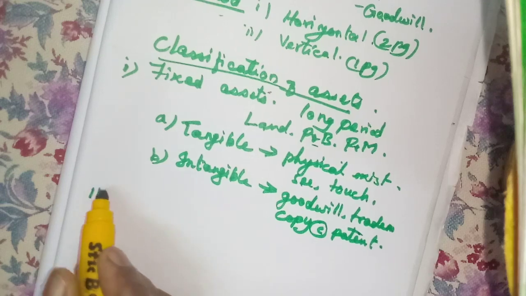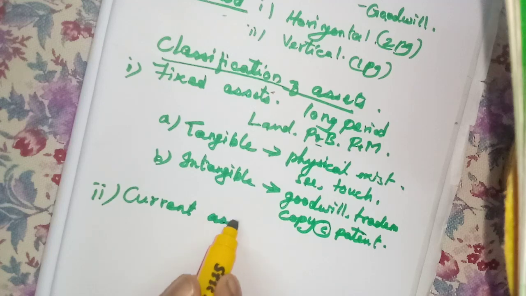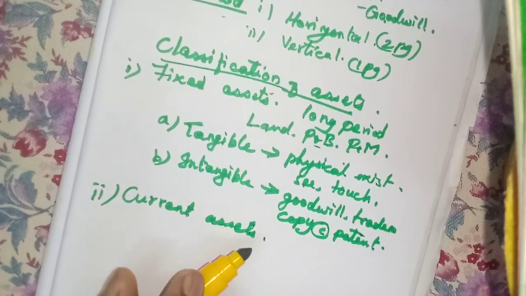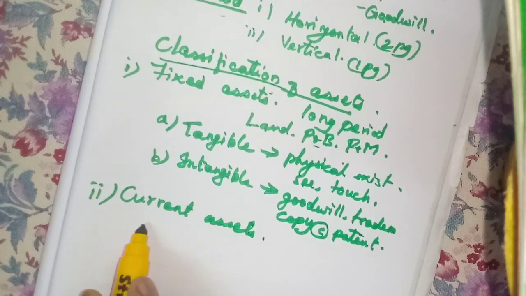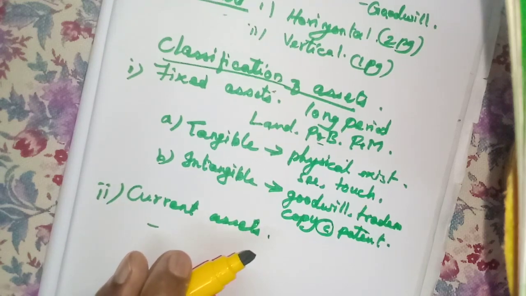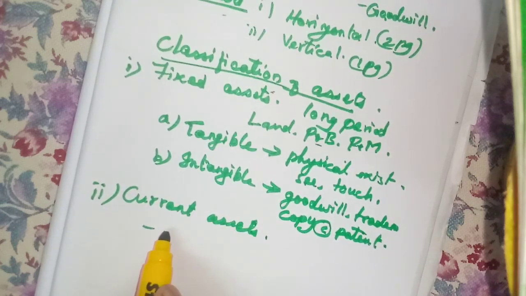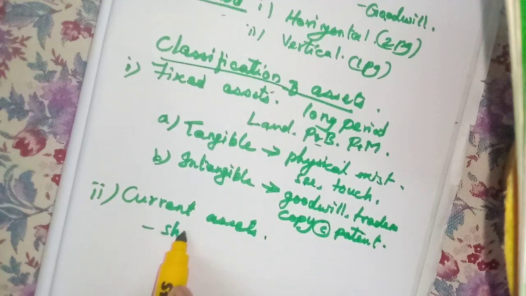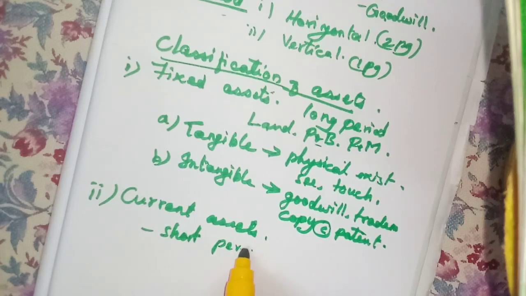Now the second kind is the current assets. Then what are the current assets? Here the current assets, they are in the form of cash, we can say. They are convertible into cash within a short period of time. This one cannot be converted into cash, okay, short period of time.